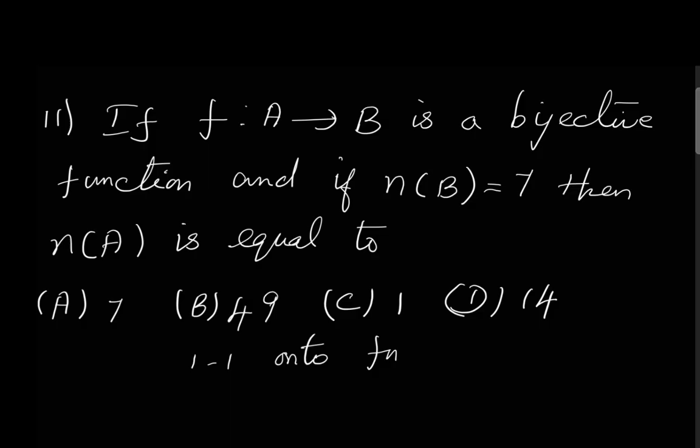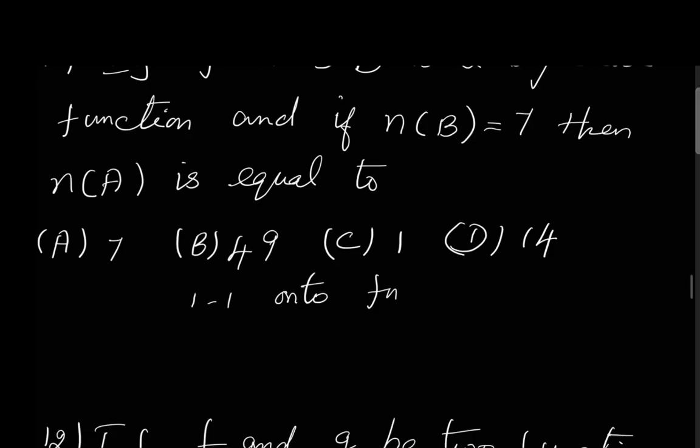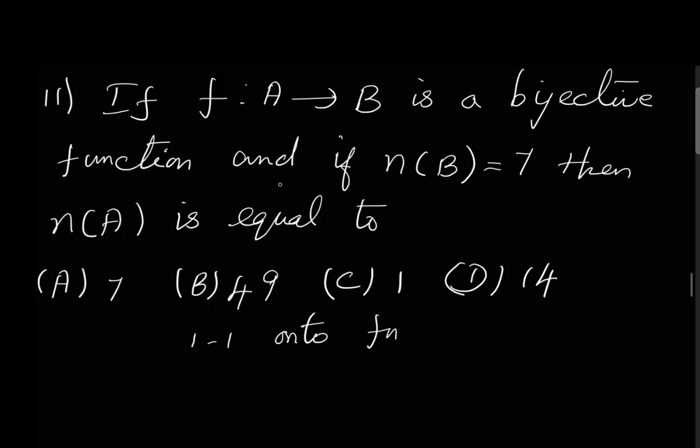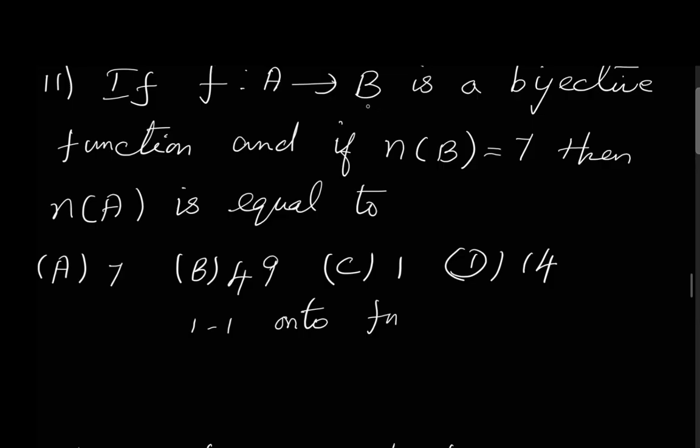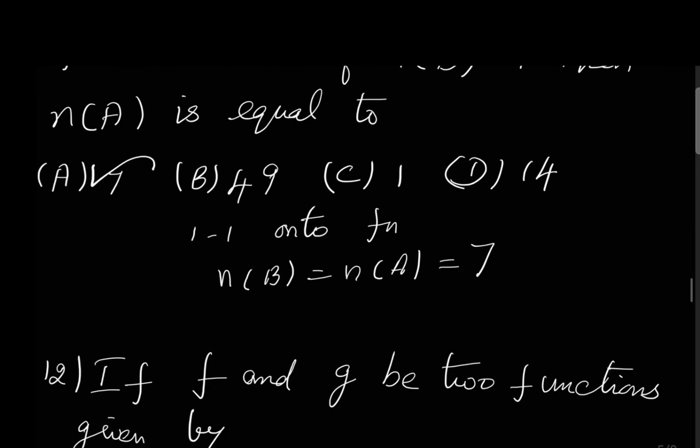So no remaining elements in the set B. Therefore, all the elements in A are mapped onto distinct elements in B and no elements remain in the codomain. The range of the function is the same as the set B. Therefore, n of B and n of A are the same, equal to the number of elements, 7. Option A.